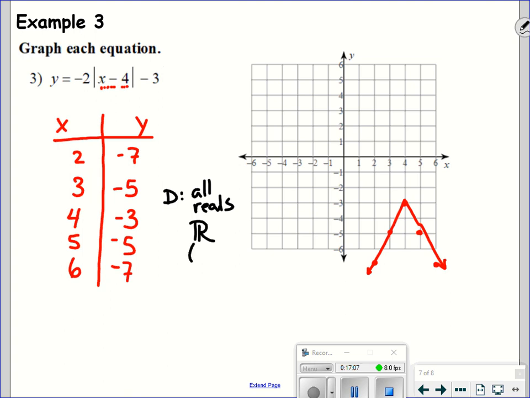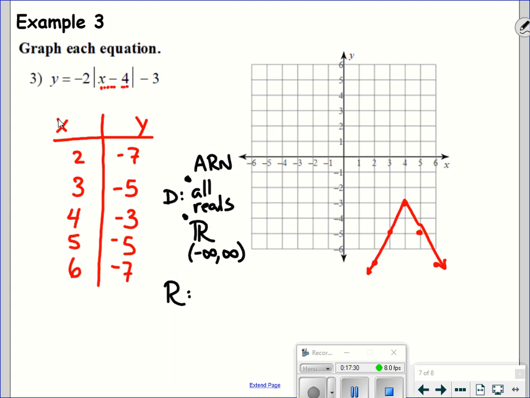Or you could say this, which looks like an ordered pair, but it means every number from negative infinity to positive infinity. I'm okay, I guess, if you abbreviate it ARN for all real numbers. Any of those are fine. I'd probably recommend either all reals or the real numbers symbol for now.